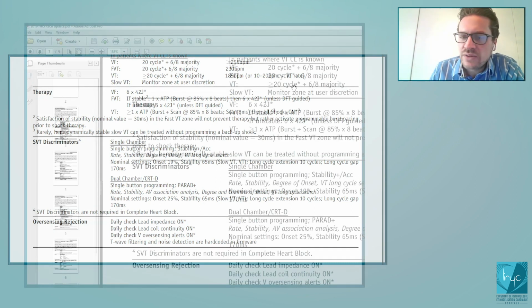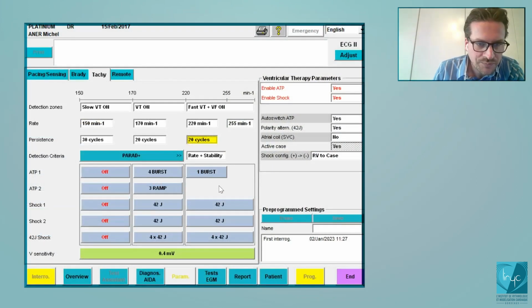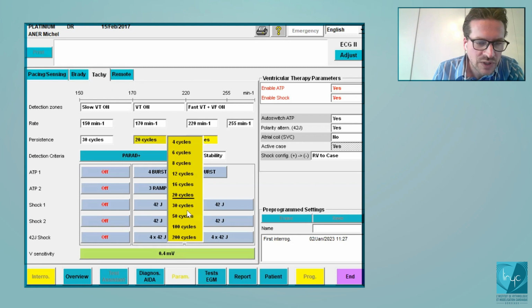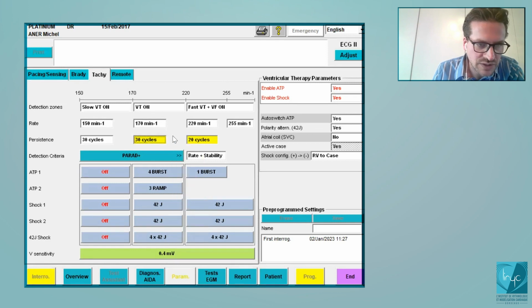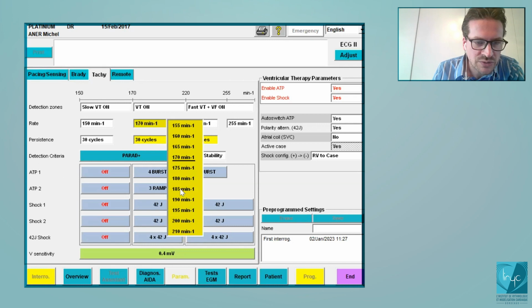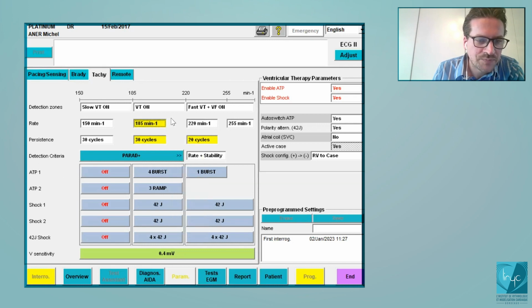So if we go back to the programmer screen, here you see how it's programmed for this patient, with the persistence should be 20. We can have a persistence which is really, really long in the VT zone, but 30 is recommended. Here we saw in the recommendations 185. And of course, bursts and ramps.